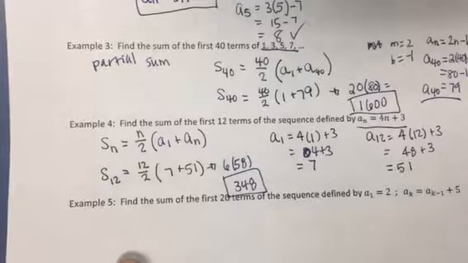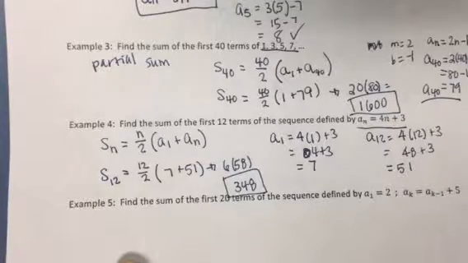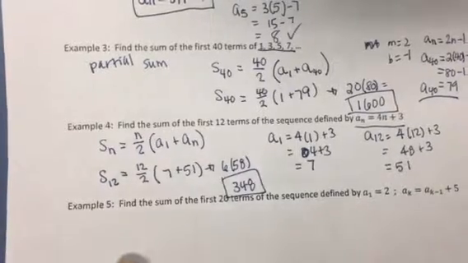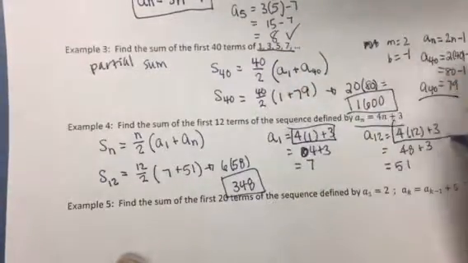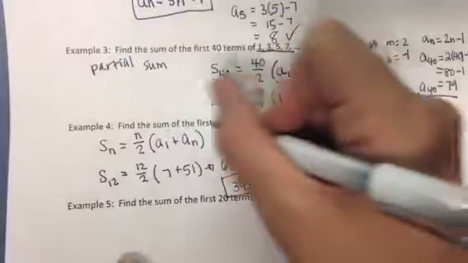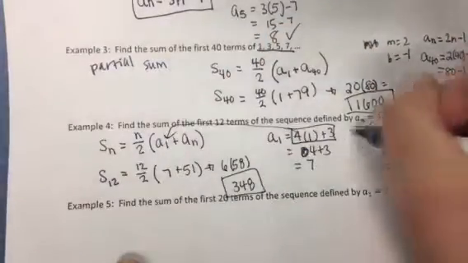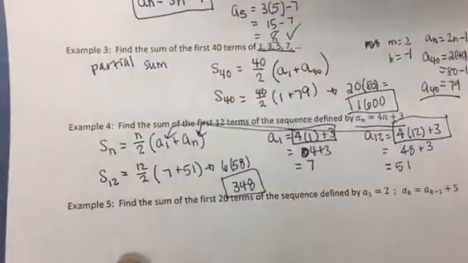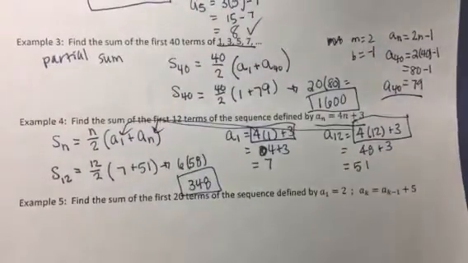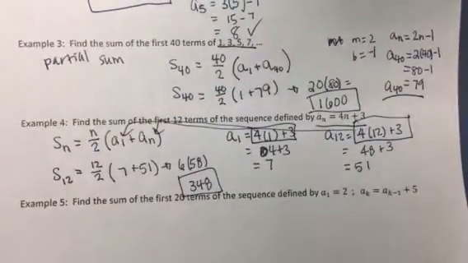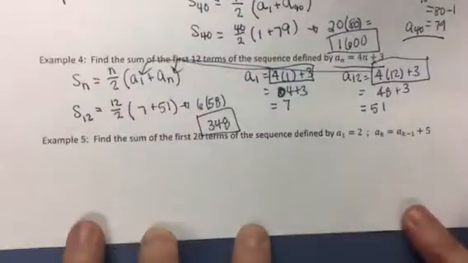I noticed that in Miss Lawson's notes that she actually plugged in these two values instead of finding them first. She just kind of plugged them in here. You could do that too. I don't really see why it would matter. But if you have questions about that, feel free to ask her when she's back. I think you can go either way. You should get 348 if you did it correctly.